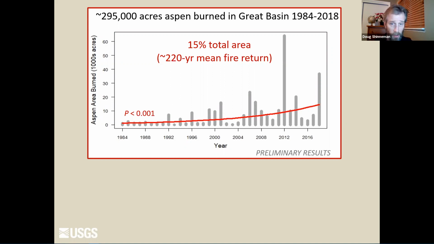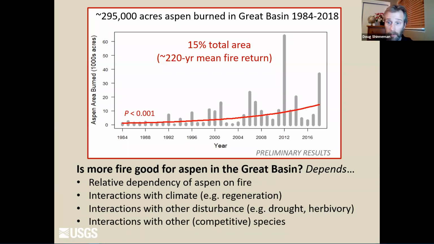But given its current status, if trends continue, we'd expect those fire-free intervals might even decrease more in the future. But of course, aspen is a fire-adapted species. So will more fire be beneficial? Well, that probably depends on multiple factors, including the relative fire dependency of an aspen stand, the interactions with climate, including and especially the conditions that affect regeneration after fire, interactions with other disturbance agents, including drought, excessive herbivory, insects or pathogens, and interactions with competitive species such as conifers, but also those that might benefit from more fire, including some non-native grasses.